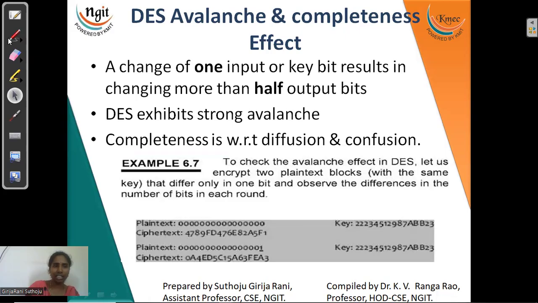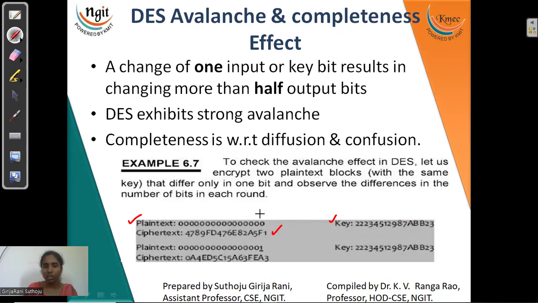Let me give an example here. Can you see this? The plain text is all zeros, and this is the key I have utilized in DES. After having the plain text and key, I applied all 16 rounds of the encryption process, so that I got this ciphertext.